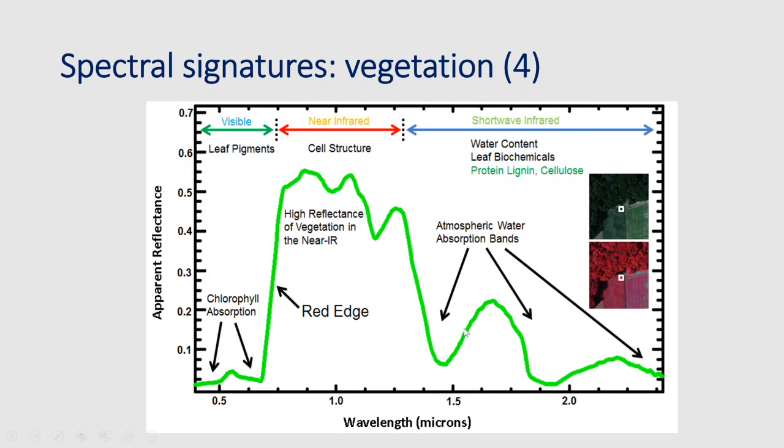We have here, in these 3 points, the atmospheric water absorption bands. So it's not really due to the vegetation, but is due mainly, as we mentioned when we faced the topics related to the interaction between the electromagnetic energy and the atmosphere, to the lack of atmospheric windows in this part of the electromagnetic spectra.